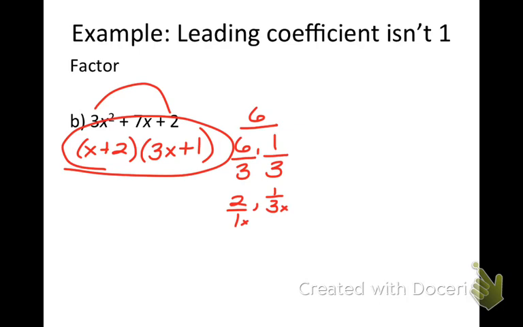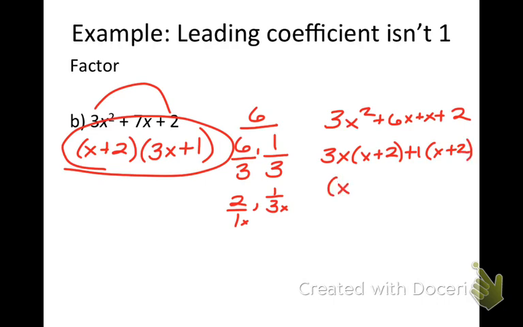If you wanted to do it by factoring by grouping, it would be 3x squared plus 6x plus 1x plus 2. GCF of the first two is 3x, which gets you to x plus 2. GCF of the second two is 1, which gets you to x plus 2. So x plus 2 times 3x plus 1 gets you there also. This is a little bit easier, right? All right, so let's try it again.